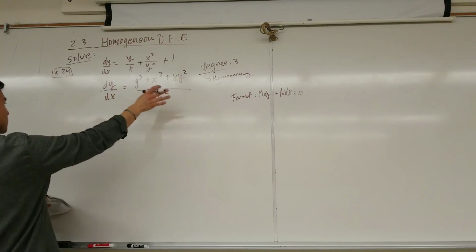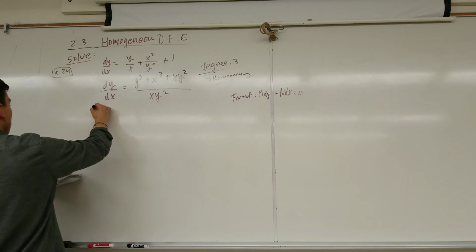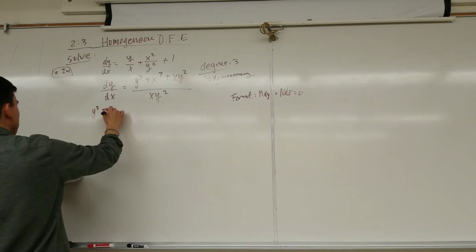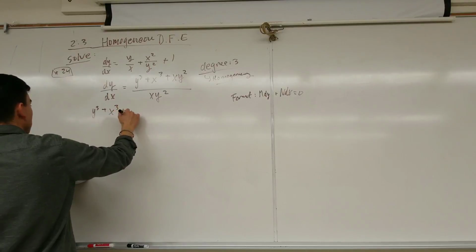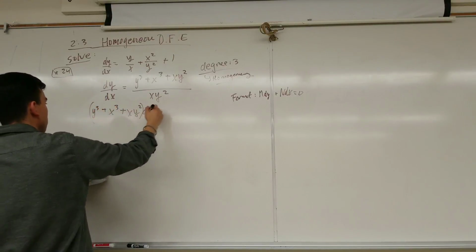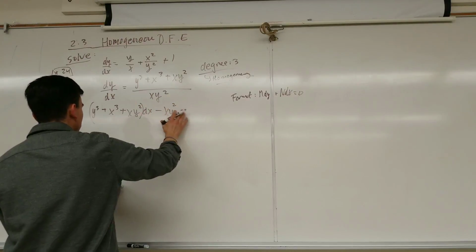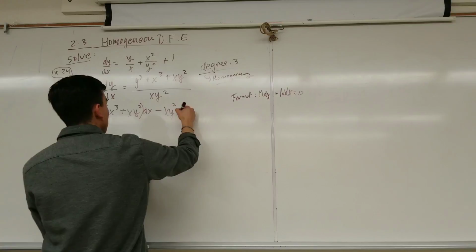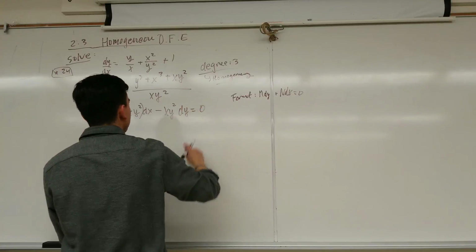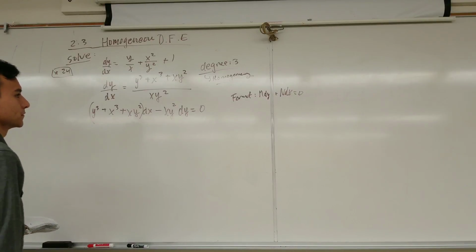If we manipulate this, multiply everything out, we're going to get (y cubed plus x cubed plus xy squared) dx, minus xy squared dy is equal to 0. Great. Now we have it in that format, right?